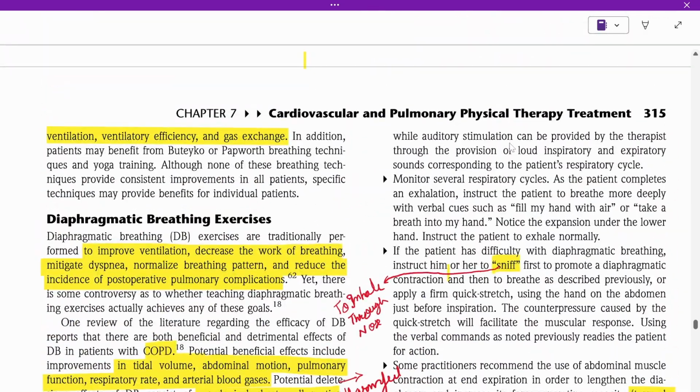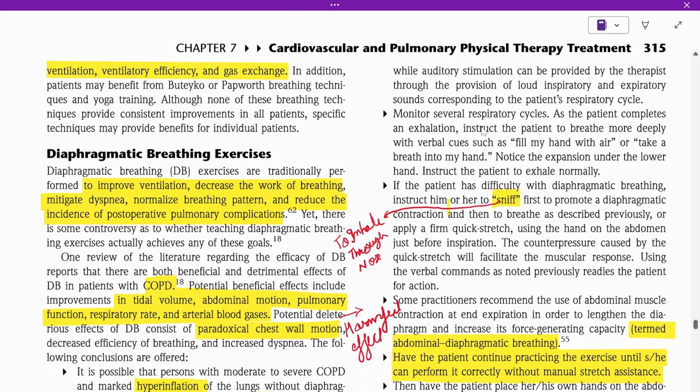Auditory stimulation can be provided by therapists through the provision of loud inspiratory and expiratory sounds corresponding to the patient respiratory cycle. Monitor several respiratory cycles as the patient completes an exhalation. Instruct the patient to breathe more deeply with verbal cues such as fill my hand with the air or take a deep breath into my hand. Notice the expansion under the lower hand. Instruct the patient to exhale normally.